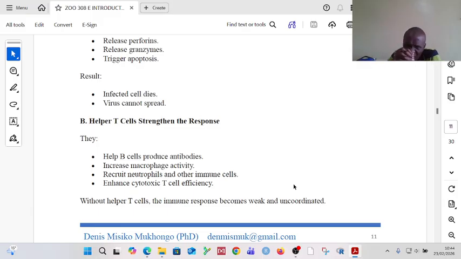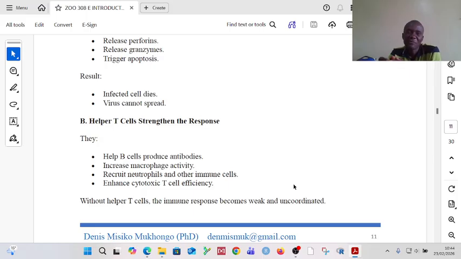So, helper T cells can also help to strengthen the response. Okay? So, how do they aid in ensuring that the response is stronger? They lead B cells to produce antibodies. The helper T cells also increase the activity of the macrophages. Okay? The helper T cells also recruit neutrophils and other immune cells.